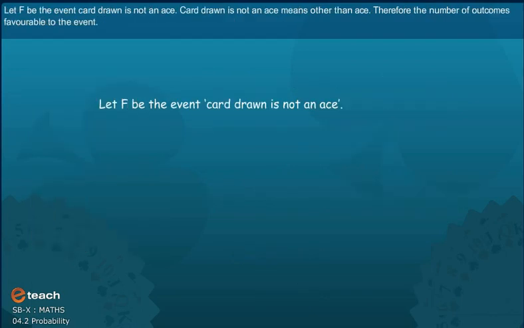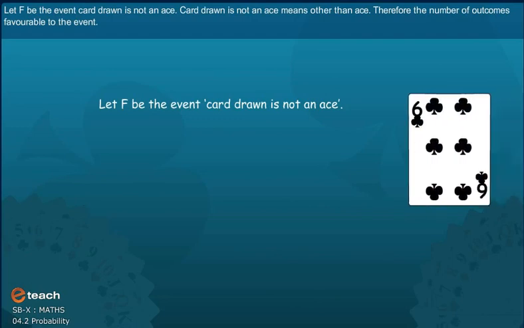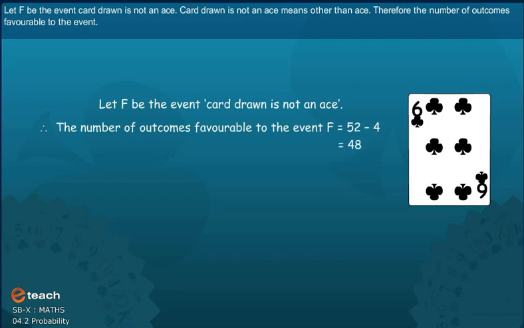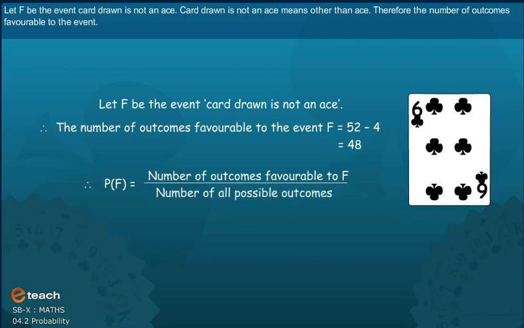2. Let F be the event card drawn is not an ace. Card drawn is not an ace means other than ace. Therefore, the number of outcomes favorable to the event F is equal to 52 minus 4, which comes to 48. Therefore, P(F) is equal to number of outcomes favorable to F upon number of all possible outcomes, which is equal to 48 upon 52, which comes to 12 upon 13.